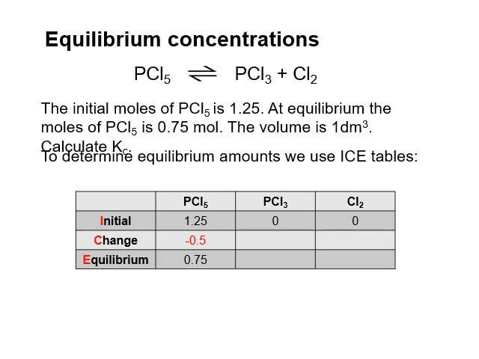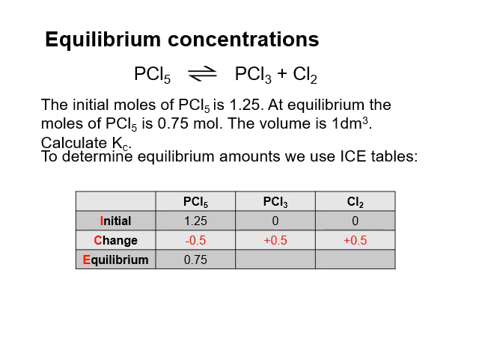Now we can use the mole ratios in that equation to figure out the changes of the other two. So it's all 1 to 1. 1 PCl5 makes 1 PCl3 and 1 Cl2. So if I use up 0.5 of PCl5, I make 0.5 of each of PCl3 and Cl2. Since I know that I had none to start with, I now know that my equilibrium amount of PCl3 is 0.5, as is my equilibrium amount of Cl2. So I now have all of my equilibrium moles.